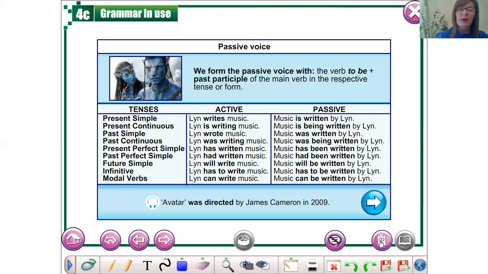Present perfect simple. Lynn has written music. Music has been written by Lynn. Past perfect simple. Lynn had written music. Music had been written by Lynn. Future simple. Lynn will write music. Music will be written by Lynn. Infinitive. Lynn has to write music. Music has to be written by Lynn. Modal verbs. Lynn can write music. Music can be written by Lynn.